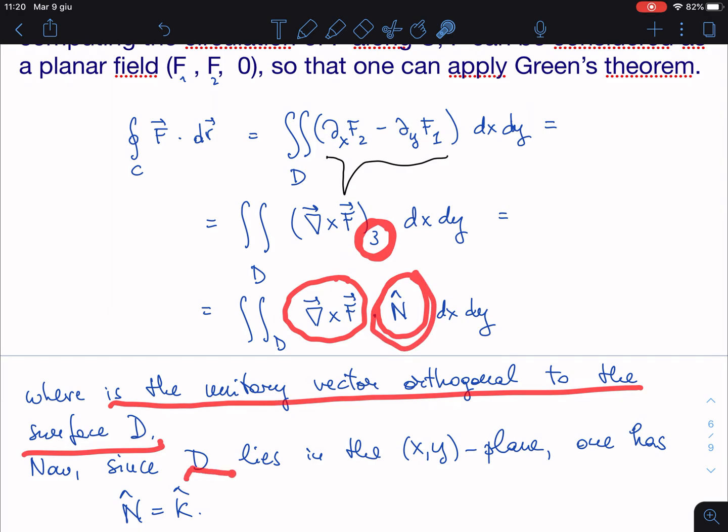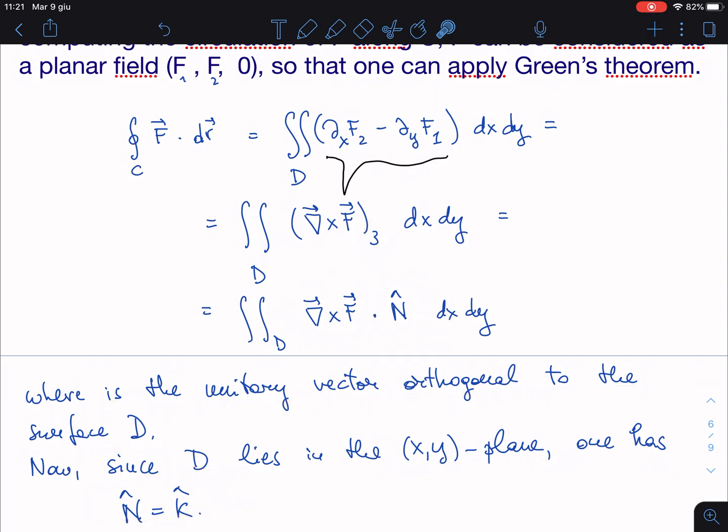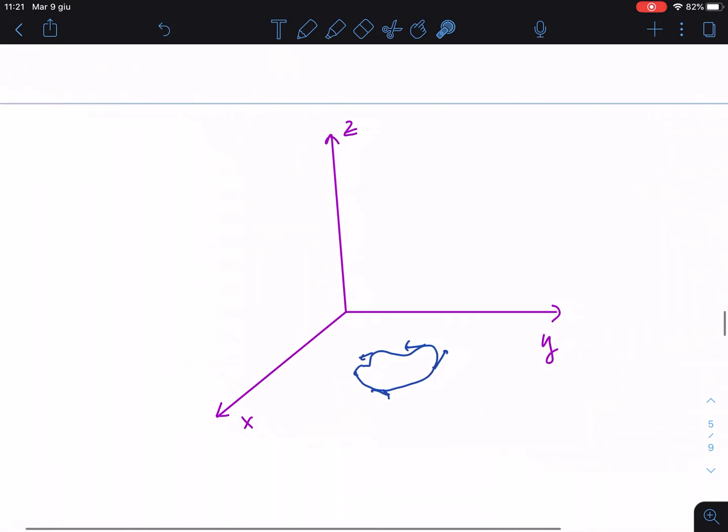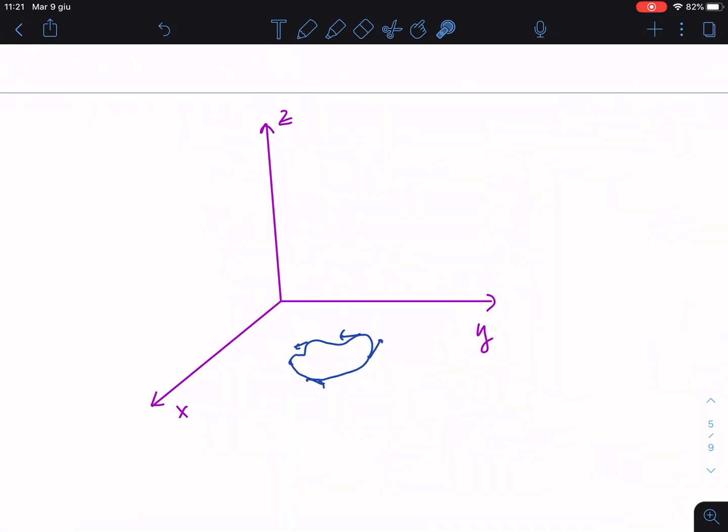Because D lies in the xy plane. So one has that the vector n, the unitary vector n, is equal to the unitary vector k. So let us see it directly on the picture. The surface D is here, inside the curve. So when you consider the orthogonal direction, this is n, it is clear that this orthogonal direction is exactly k.